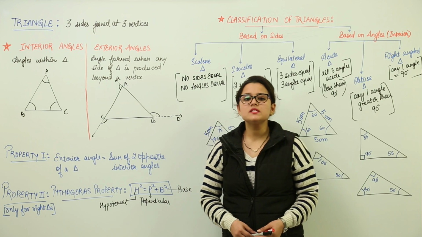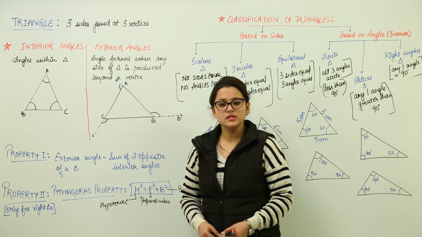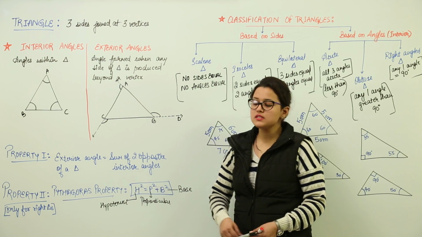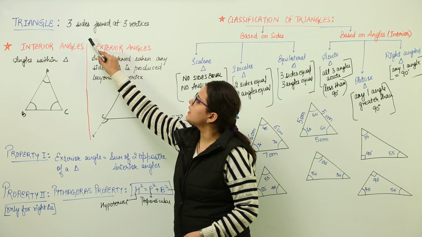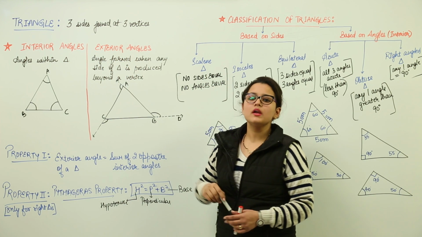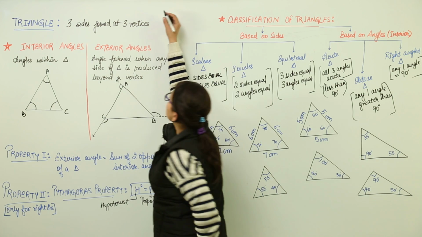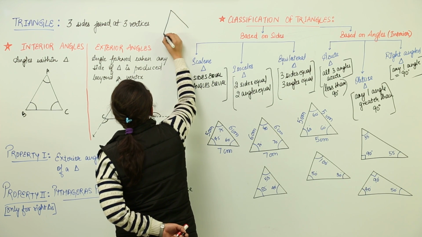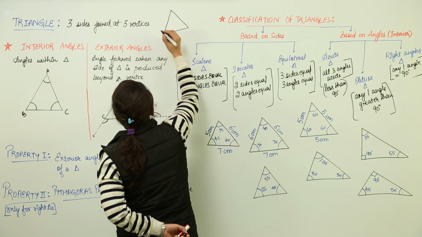Triangle. What is a triangle? A triangle has three sides and those three sides are joined at three vertices. So we can define a triangle as three sides joined at three vertices. Now this can be made like this. Now this triangle is having three sides meeting at three vertices.